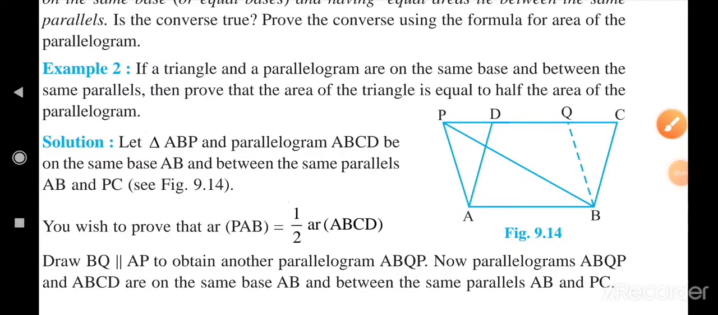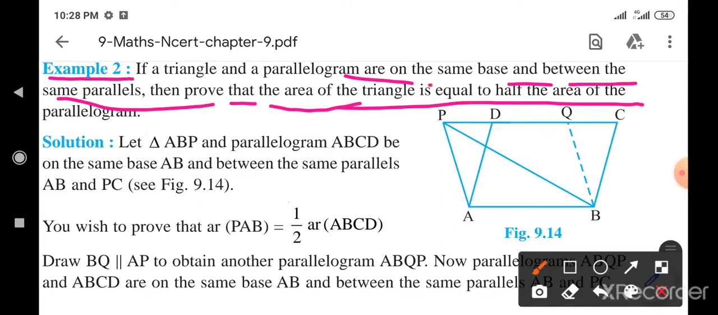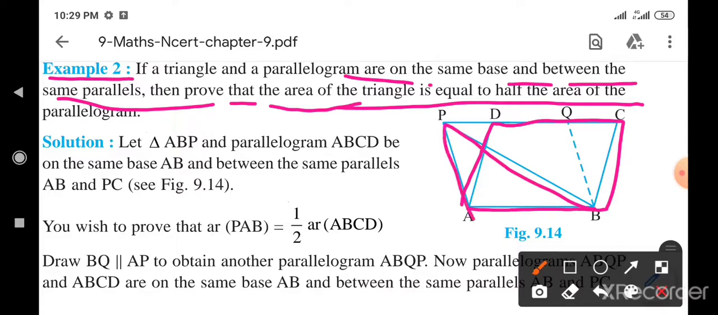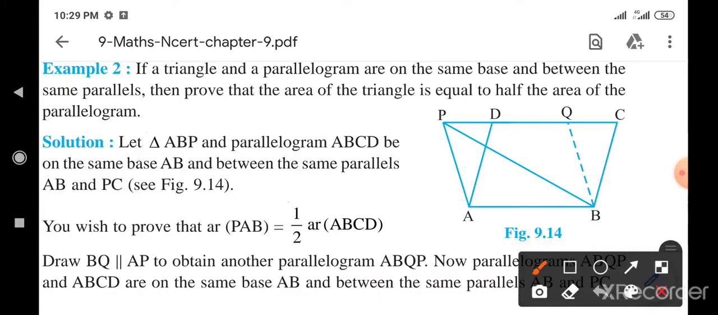Now moving to the next example, which is example number 2, which is not only an example, it is actually a theorem: if a triangle and a parallelogram are on the same base and between the same parallel lines, then prove that the area of the triangle is equal to half of the area of the parallelogram. That means ABCD is a parallelogram and on the same base there is also a triangle PAB, and you have to show that the area of PAB is half of the area of ABCD. So for that, first you will draw a line QB which is parallel to PA.